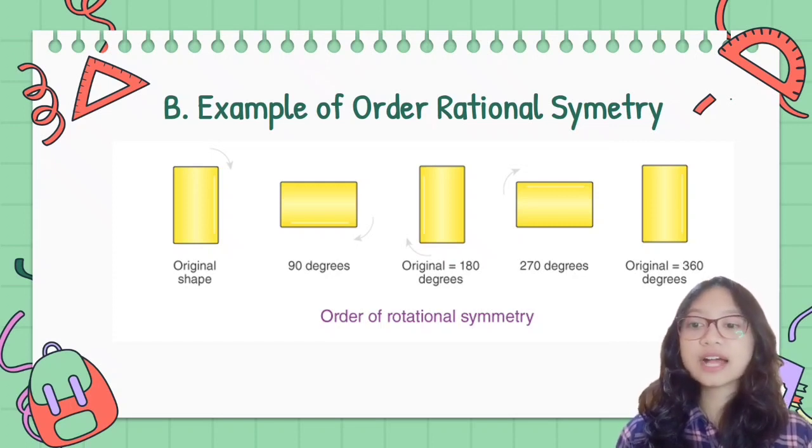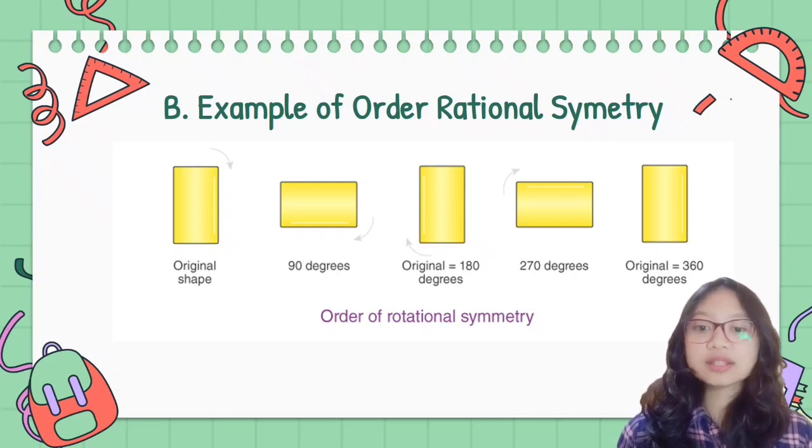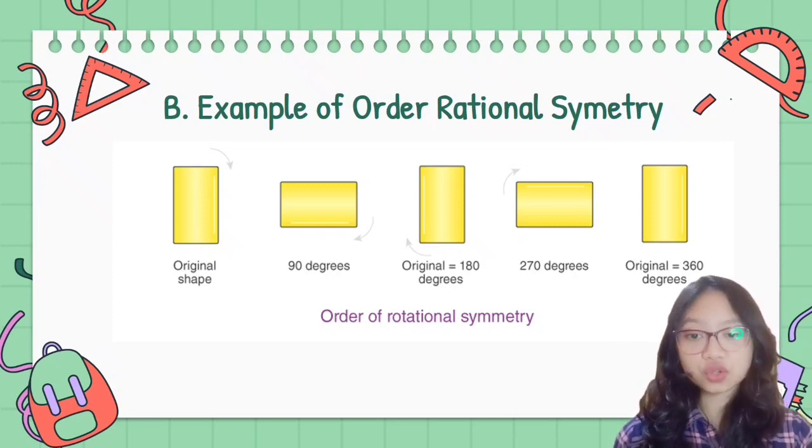The rectangle has rotational symmetry of order 2 because when it is rotated twice, we get the original shape at 180 degrees. And again, when it's rotated twice, the original form is obtained at 360 degrees. So, the order of rotational symmetry of the rectangle is 2.